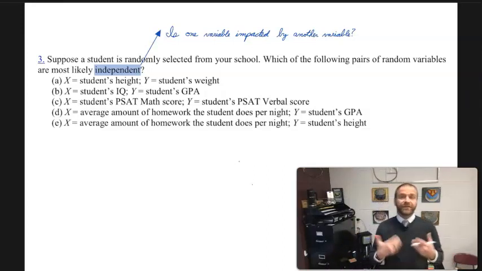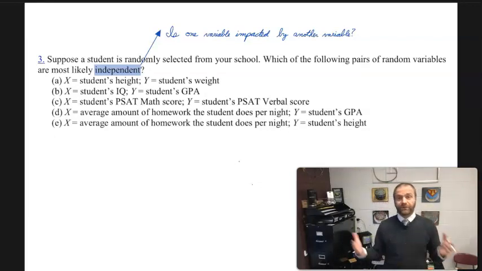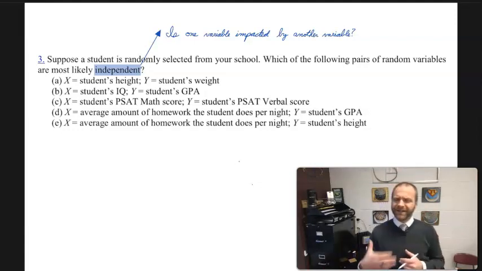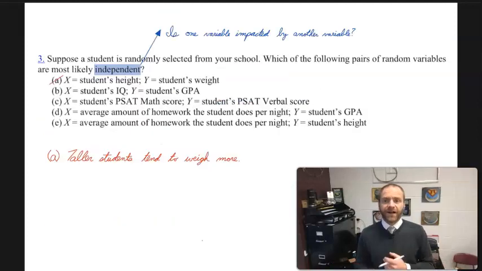So in this case, I have to read all the choices. So I just have to go down the list. Now there's a really good wrong answer here, because it kind of makes sense with the directions. So if I go through student's height and student's weight, are those independent? Is a student's weight impacted or affected by their height, or vice versa? And the answer to that is yes. Taller students do tend to weigh more. And so that is a chance of being dependent, not independent.